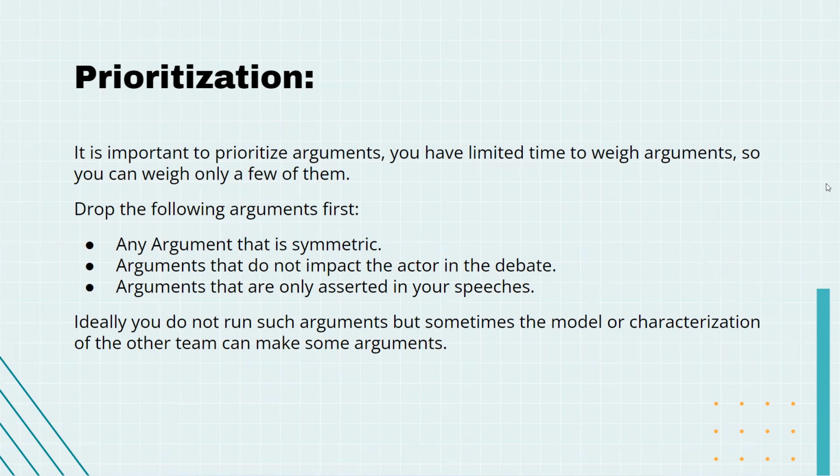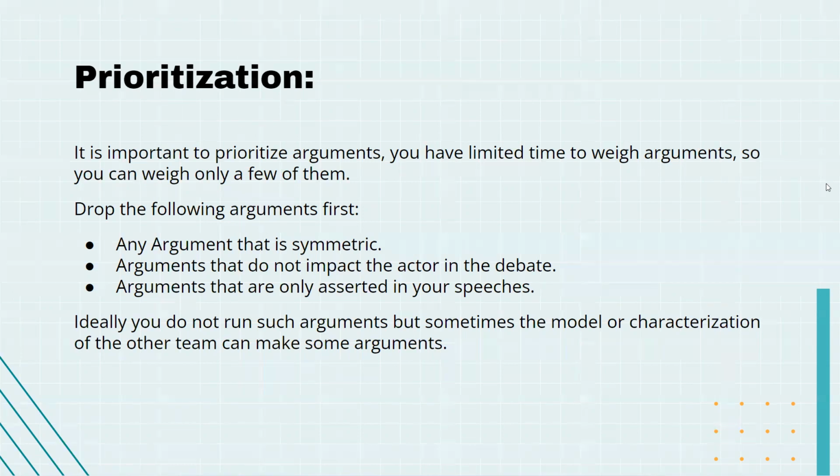Third argument is arguments that you don't think your first speaker has proven, or you yourself don't think you have proven sufficiently. This is unlikely to happen, but sometimes it does happen. So keep that in mind. So drop the arguments if it is so.